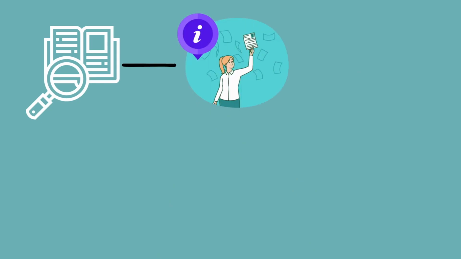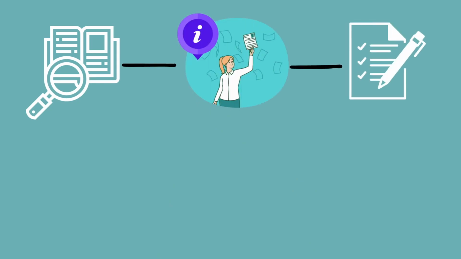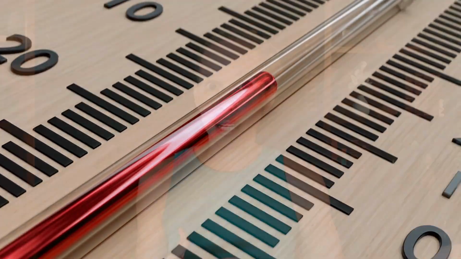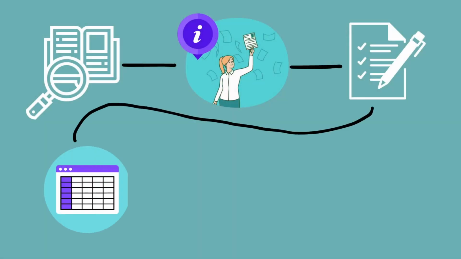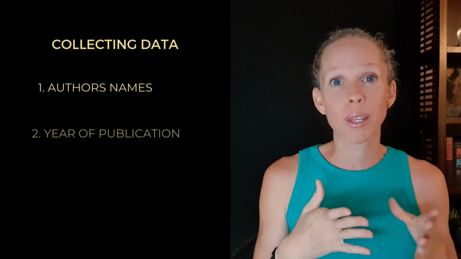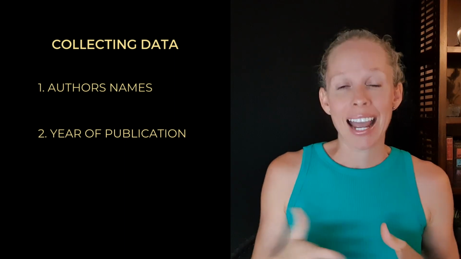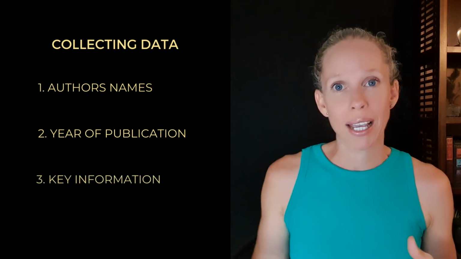To create the image, begin by choosing a key piece of information that you're going to collect from all the literature you're reviewing. For example, if you're doing a review on climate change in a specific geographic location, you could choose to collect rainfall data or temperature data from those studies. I find it best to keep this information in a spreadsheet. In the first column, I put the author names, and then in the second column, I put the year of publication. That also makes it easier for me to find that journal later. And then the remaining columns are where I put all my key information.